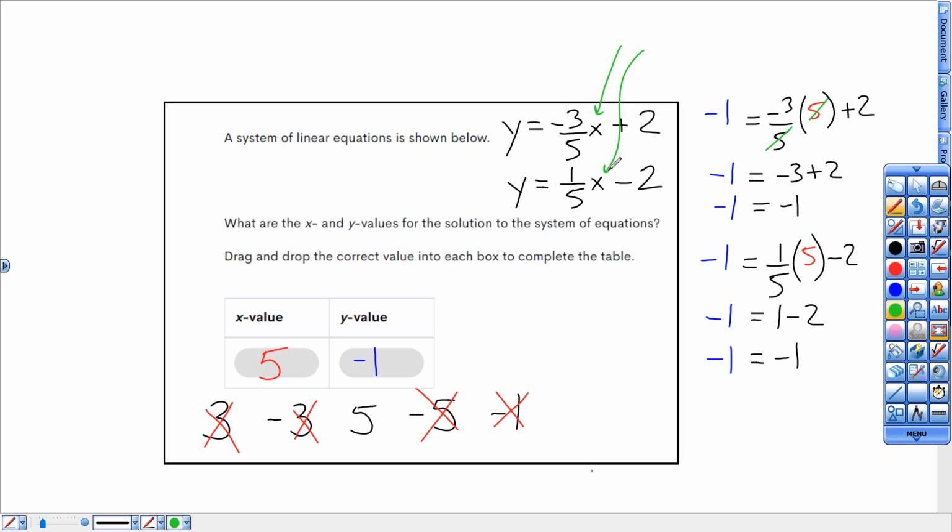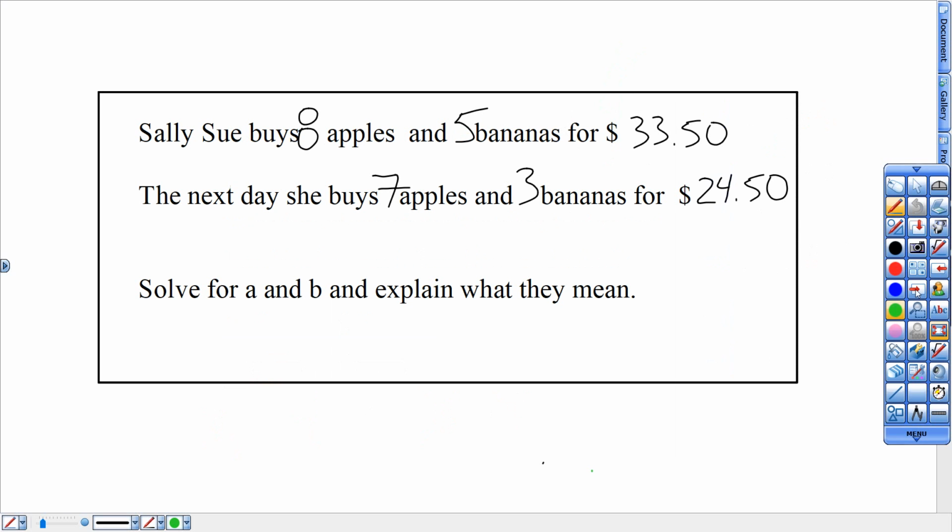All right, second word is shoe. Shoe. All right, this one, the system one. So I'm going to have you write your own system of equations. So I got 8a plus 5b equals 33.5. I got 7a plus 3b equals 24.5.